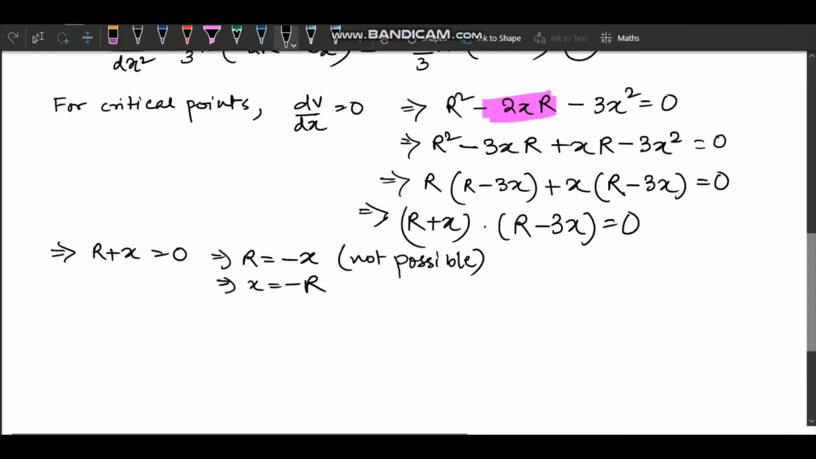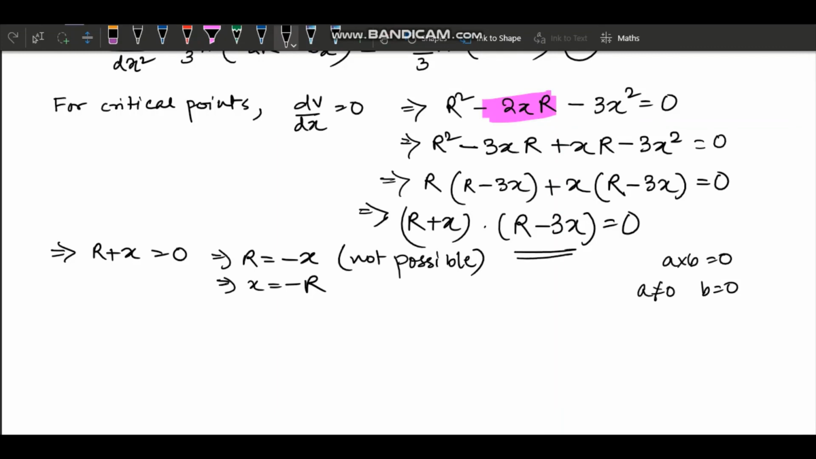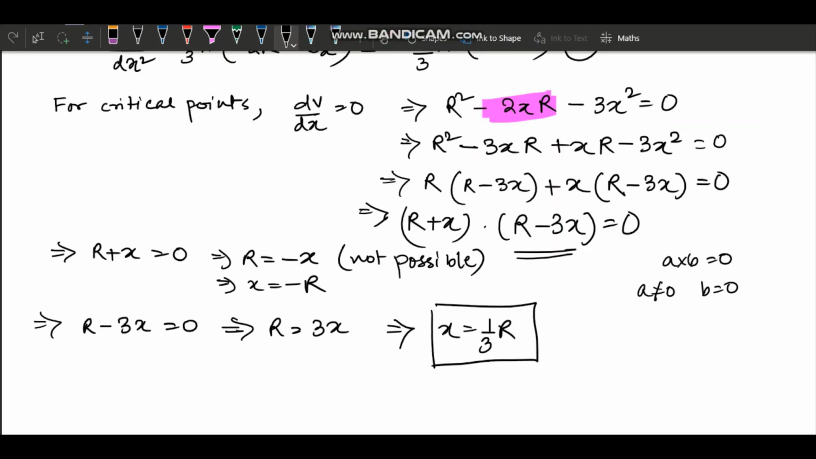If I can say like this, if a into b is equal to 0 and a is not equal to 0, then obviously b is equal to 0, right? So we will equate this with 0 now. That means r minus 3x is equal to 0. So from here we are getting r equals to 3x, or from here we can write x equals to 1 by 3r. So this is the value of x.